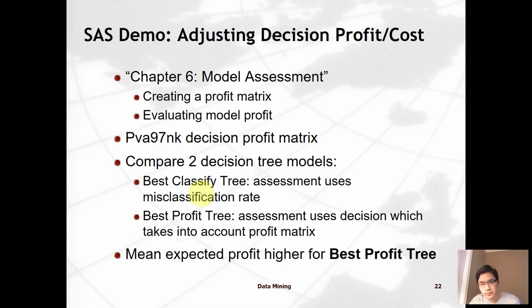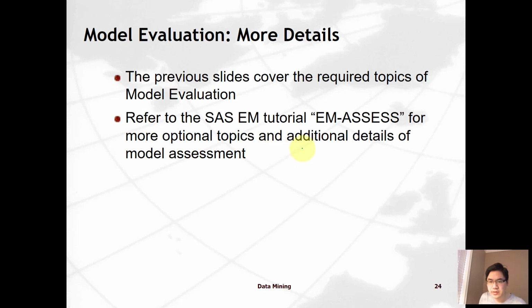So if you follow the PDF tutorial, you will go through the same exercise and you will get the same result of the improved decision outcome. All right, so make sure that you follow the PDF tutorials to do the exercise. Also, in the previous semester's demonstration, the model evaluation is also included.